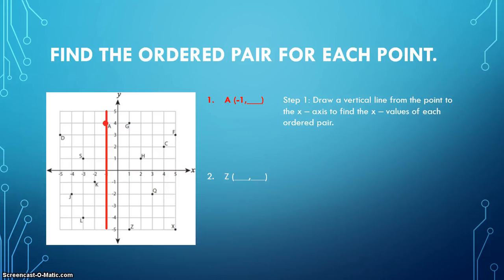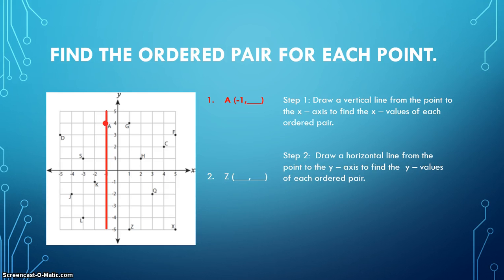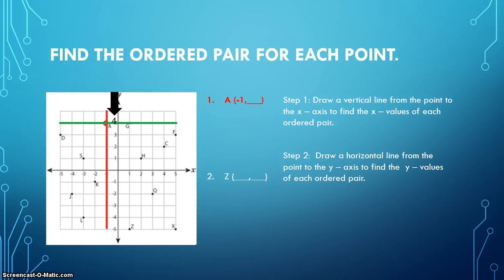Now that we've done that, we're going to do part number 2, which is going to be drawing a horizontal line to find my y value. So I'm going to draw my horizontal line. Notice it's in green. And now that I hit that, I'm going to see where it intersects the y-axis. And I can see that it intersects the y-axis at a value of 4. Since I have that now, I know my second number in the ordered pair is 4. And there we go. We have our ordered pair for point A, negative 1, 4.